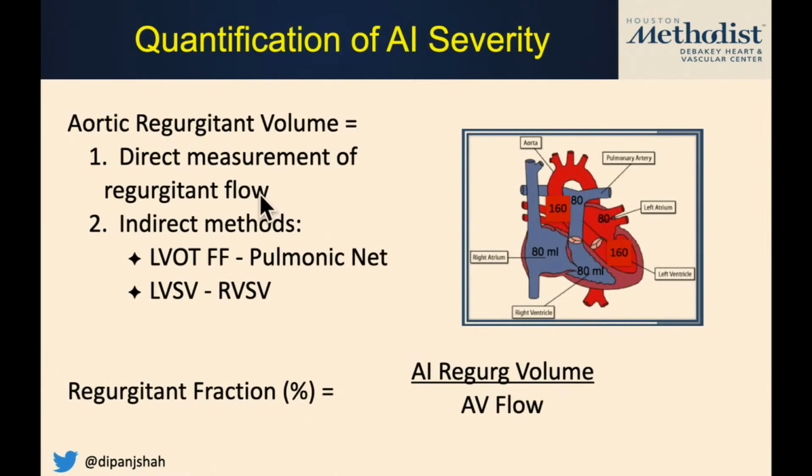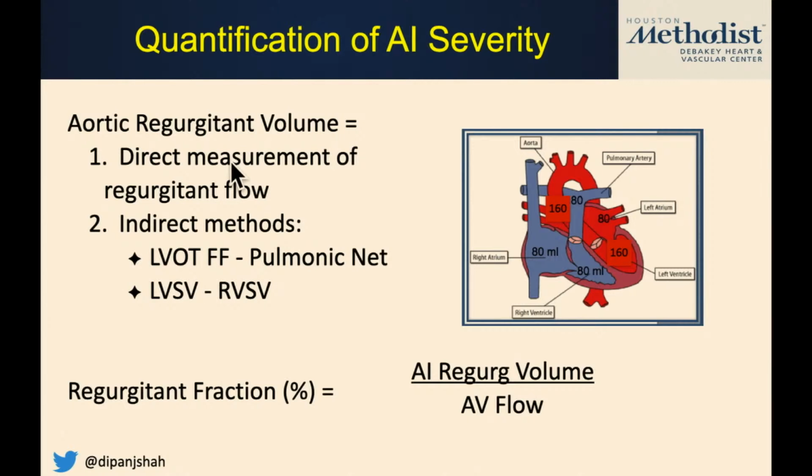Now, in addition to that direct methodology, there are also indirect methods that we can utilize. One of these is to look at the left ventricular outflow tract forward flow and compare that to the pulmonary artery net flow. The last one is to look at the LV stroke volume minus the RV stroke volume. Again, the last methodology would only work if you're dealing with isolated aortic regurgitation.